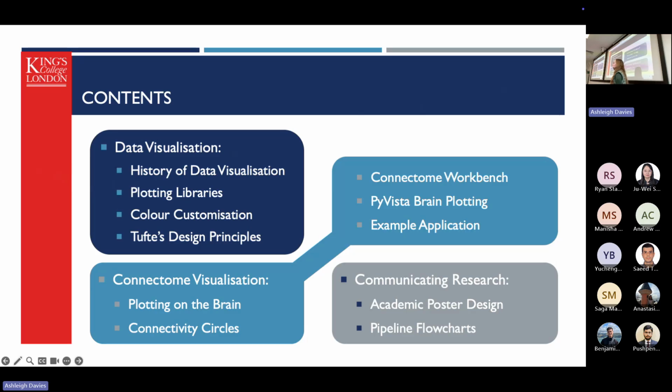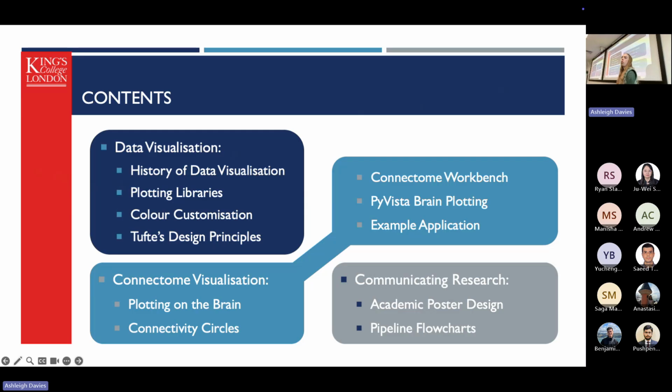Okay, so I'm going to start by going over the history of data visualization and why it's been important up to now in terms of scientific research. Then I'm going to run through some of the key plotting libraries. This is probably going to be a recap for some of you and maybe an introduction for some of you. I'm going to talk about how to do color customization when you plot data. I'm going to go over Edward Tufte, who I'll introduce, and his design principles, which I think are really important. Then I'm going to move over to talk about plotting on relevant anatomy. So maybe when we want to plot data on the heart or on the brain, depending on your application.